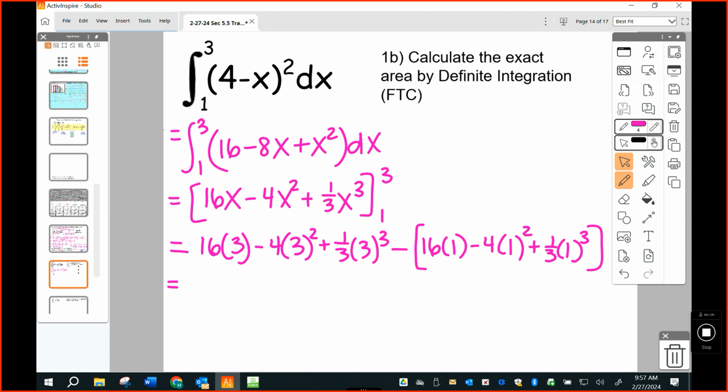All right, let's see who's big brain with the math. 16 times 3? 48. Minus 4 times 3 squared? 36. 1/3 of 3 cubed? 27 divided by 3 is 9, right? Minus 16, 4, and 1/3. But look, the negative applies to all 3 of those. Final answer.